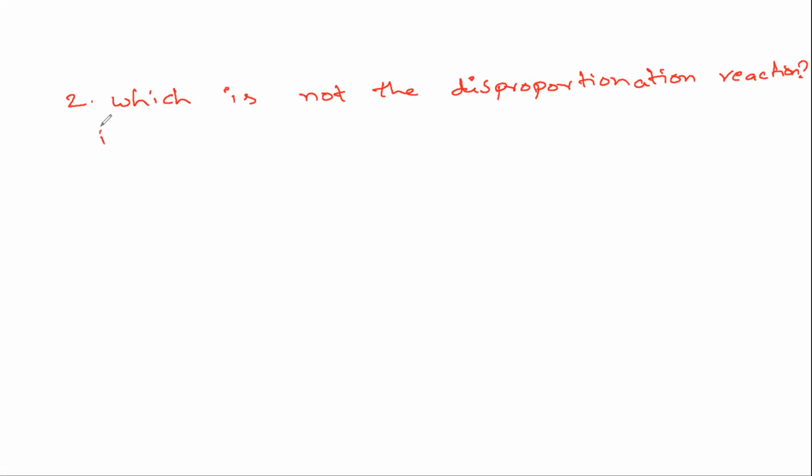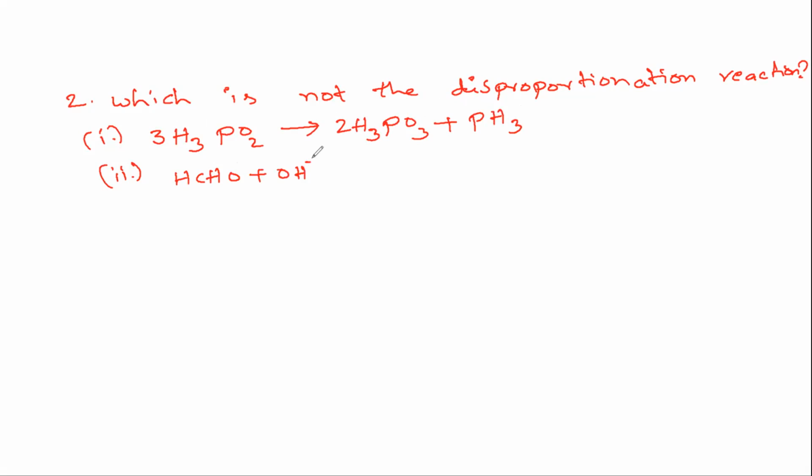Previous competitive question, option 1. The first equation given is 3H3PO2 gives rise to 2H3PO3 plus PH3, phosphine. In the second equation, they have given HCHO, that is formaldehyde, plus OH minus, that is basic medium, which is KOH, you can also take, gives H2, HCO minus plus CH3OH, methyl alcohol.